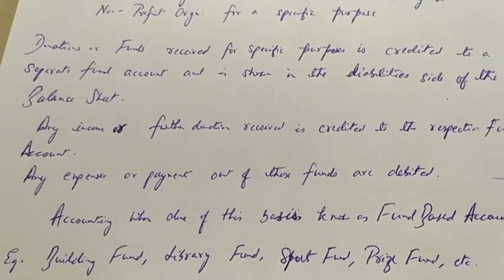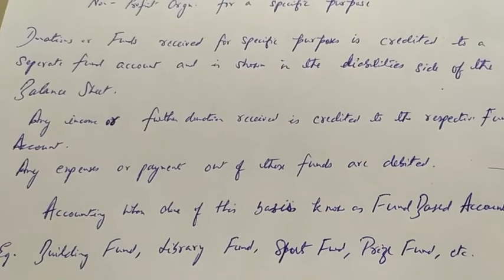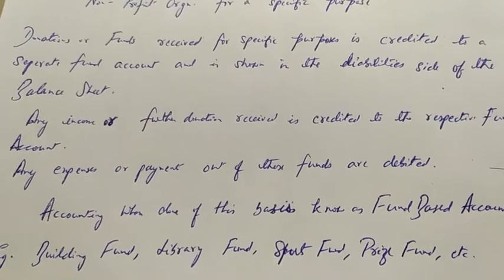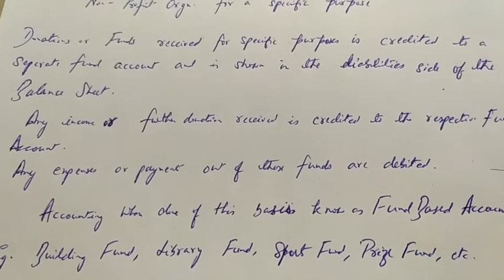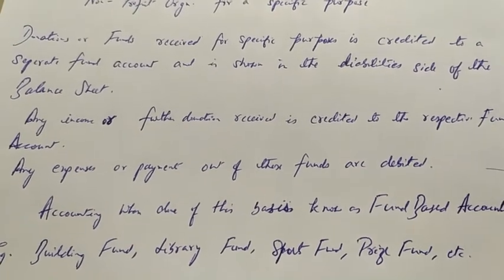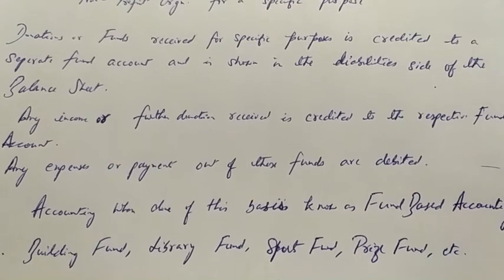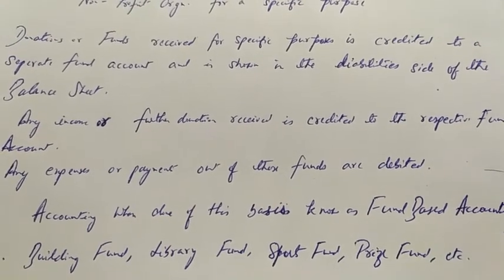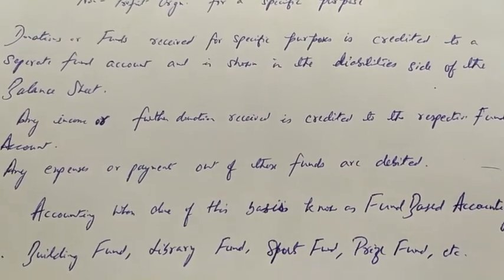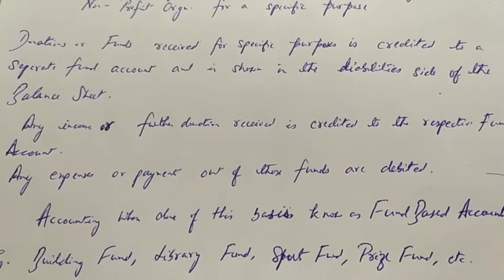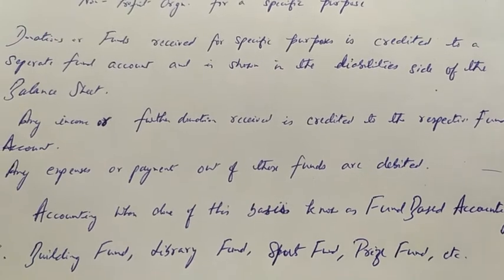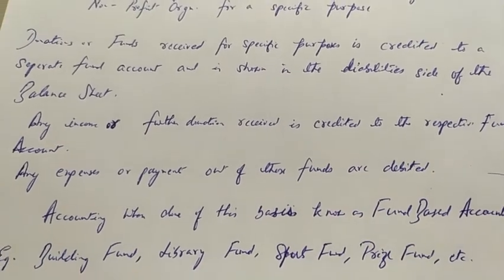The library fund will be meant for purchase of further library books, maintaining the library halls, or any expenses met for the library. A sports fund will relate to the sports events conducted. The prize fund will be for the various prize expenses, trophies, certificates or prizes distributed for any specific contest or programs conducted in a non-profit organization.